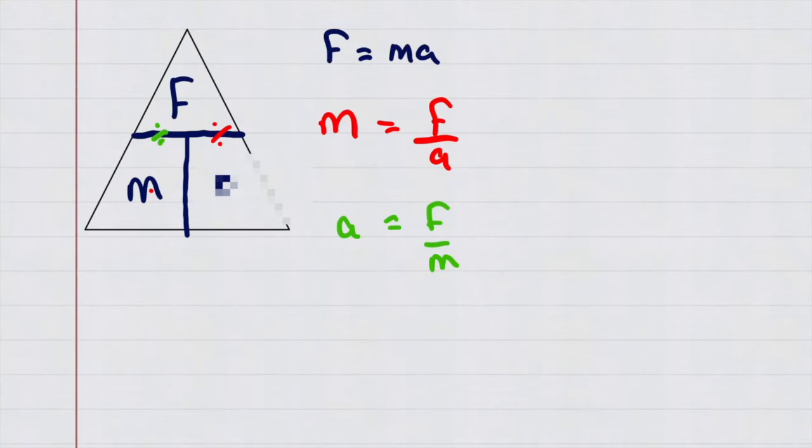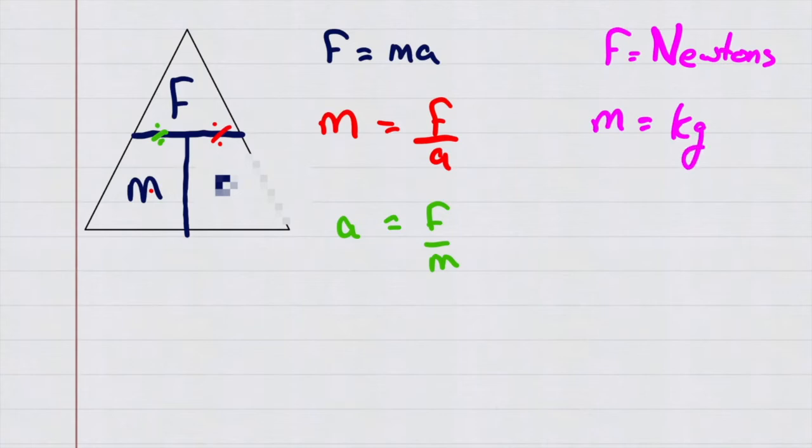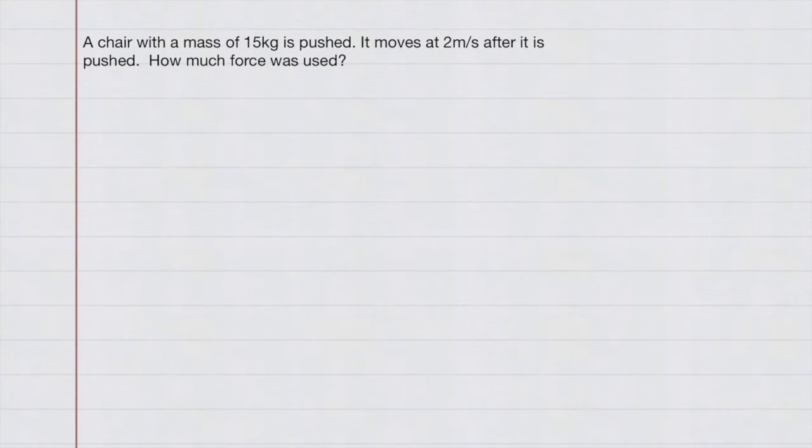A couple of things to keep in mind. We do have special units for everything. So whenever you're doing your force, your answer is going to be in newtons. Our mass needs to be measured in kilograms. If it's not in kilograms, you need to convert it. And our acceleration is always in meters per second squared, or basically how much am I increasing my speed by every second. So we're going to put this into play and do a couple example questions here.